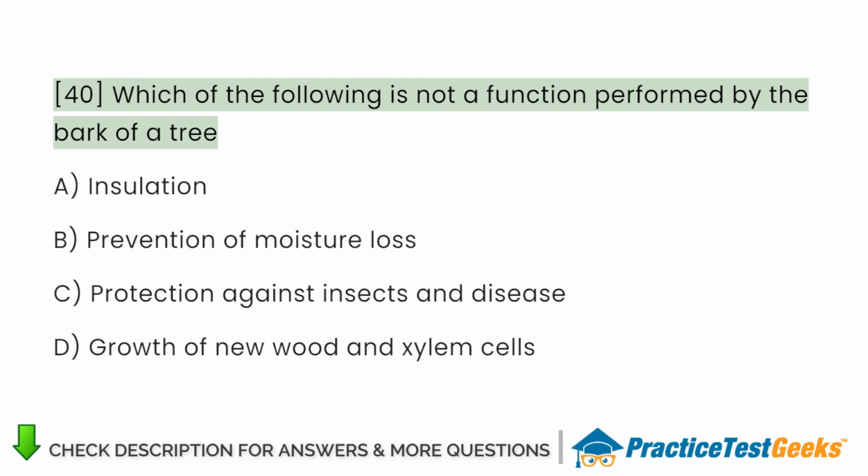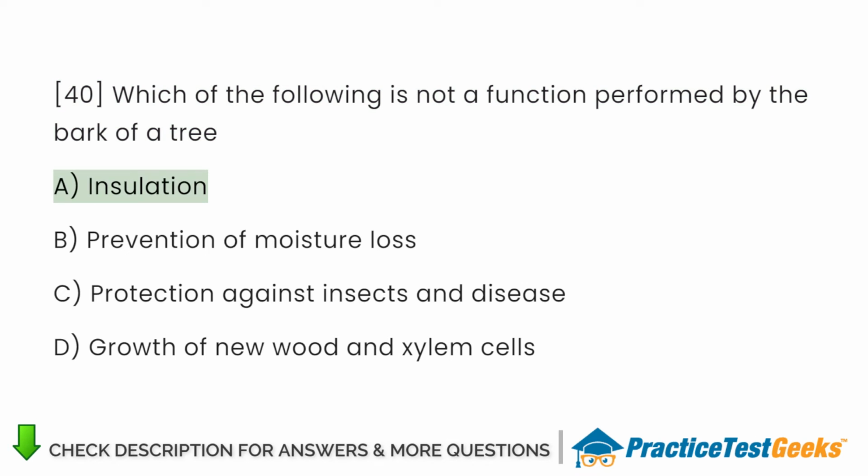Which of the following is not a function performed by the bark of a tree? A. Insulation. B. Prevention of moisture loss. C. Protection against insects and disease. D. Growth of new wood and xylem cells.